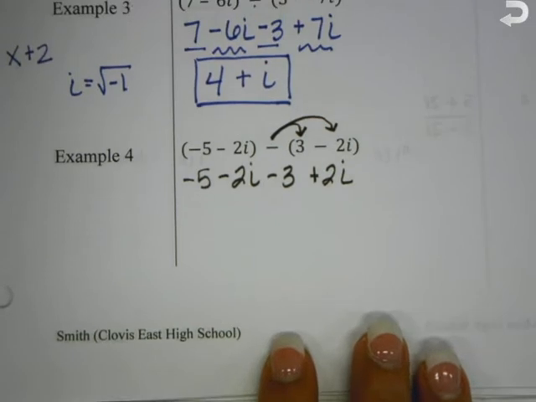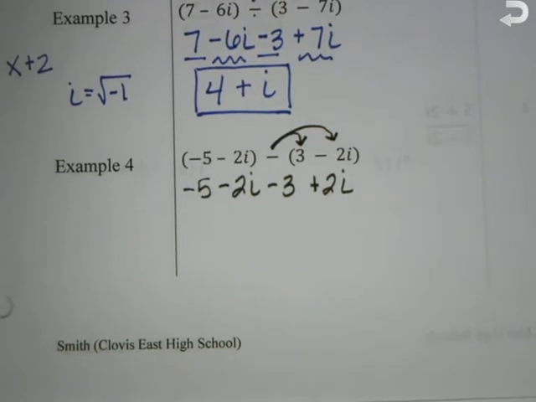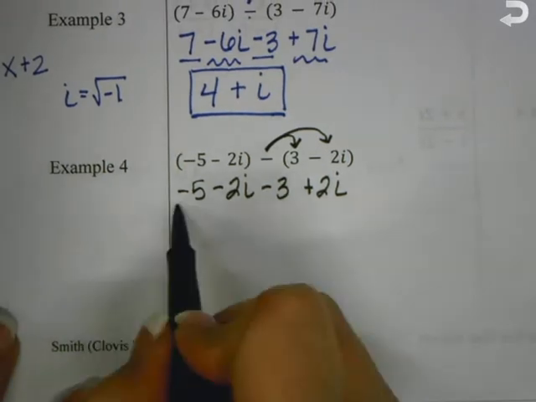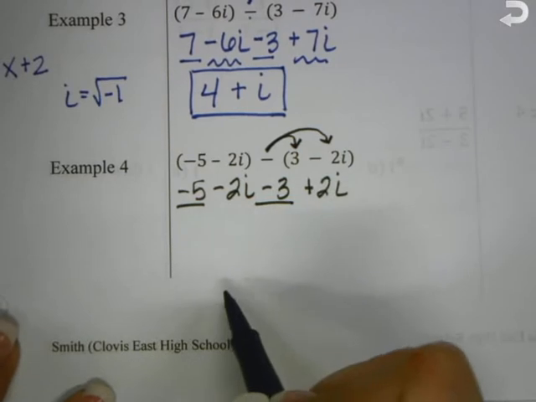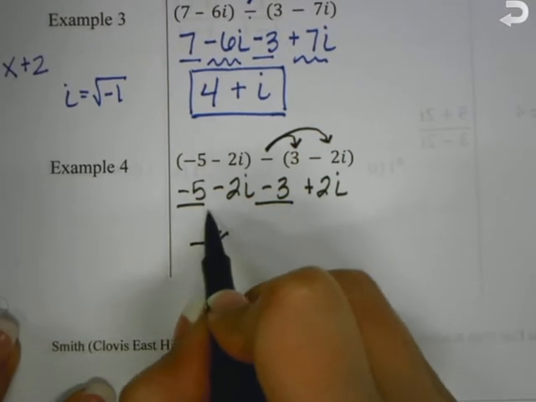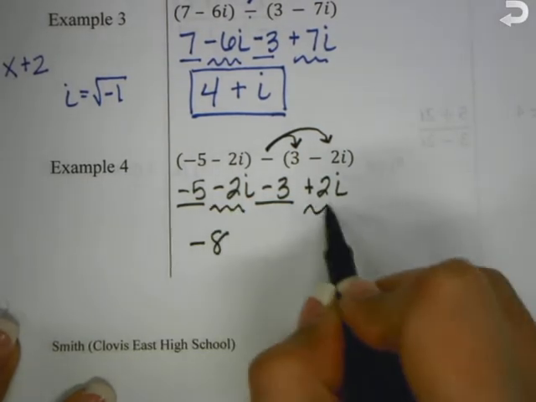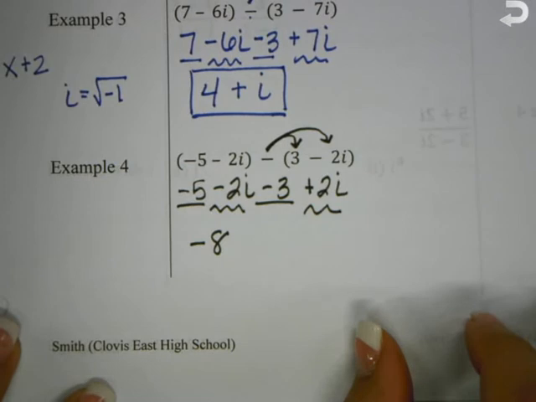Okay, and then what do I do, Becca? Then what do I do? You have to combine like terms. Exactly, I combine like terms. So I would get negative 5 minus 3, which gives me negative 8. And negative 2i plus 2i, what happens there? It cancels, so what's my answer going to be? Negative 8. Boo.